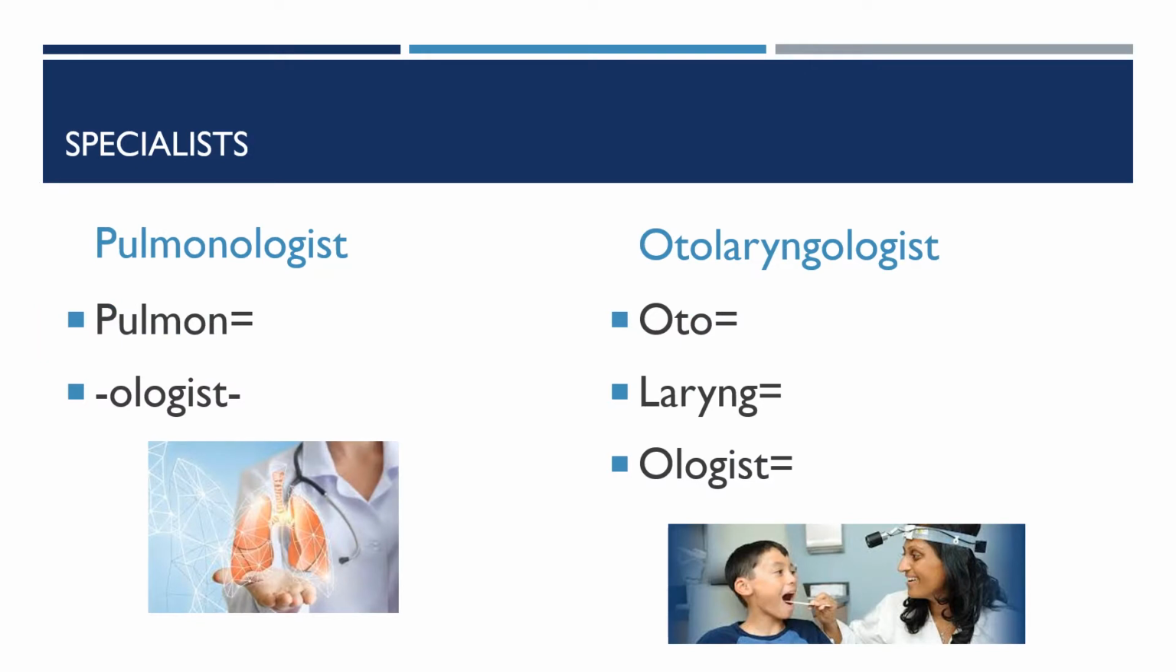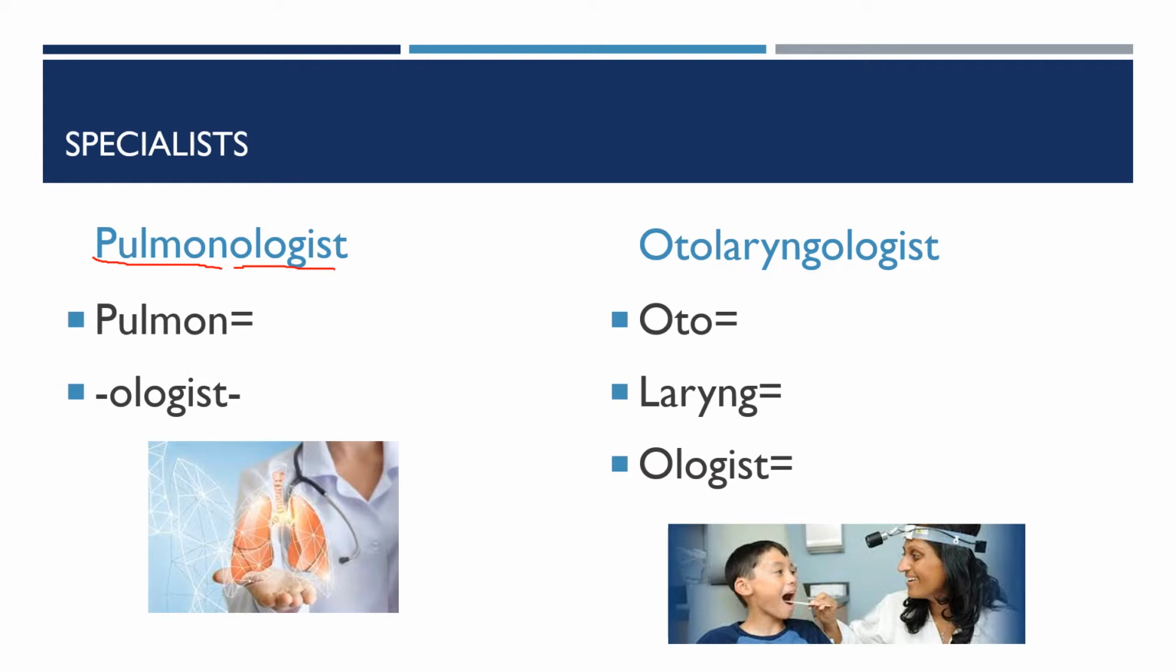So first, let's take a look at our specialists or the people that perform these procedures. So on the left, we're looking at the pulmonologist. Pulmonologist. Break it down. Pulmon, combining vowel O, means what? Okay, lung. The ologist is the person who specializes in. So pulmonologist specializes in treating diseases of the lungs.